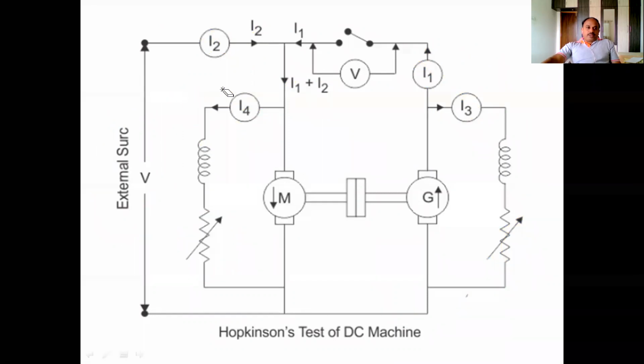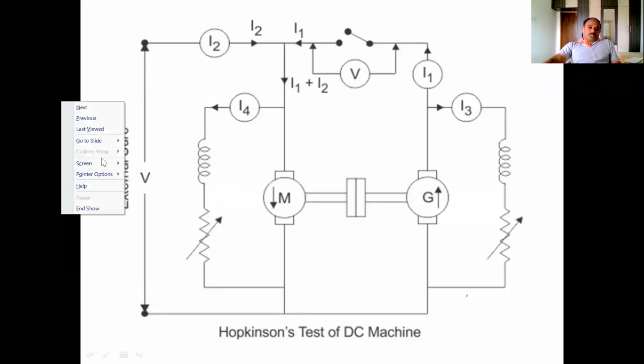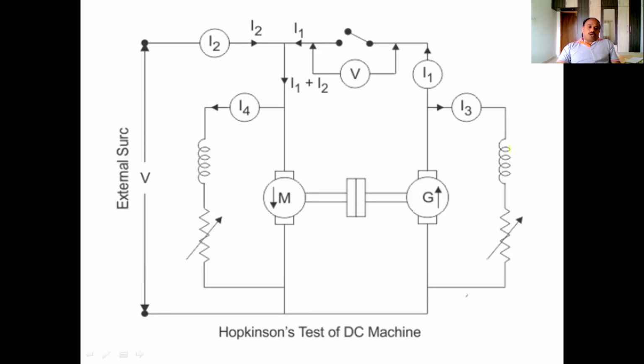So once again, I repeat, it's a very, very important test. In the Hopkinson test, we have two shunt machines connected in parallel. One machine acts as a generator, the second machine acts as a motor. The two machines are mechanically coupled, because the armatures are placed on the rotor of both machines. That means both machine armatures run at the same speed.